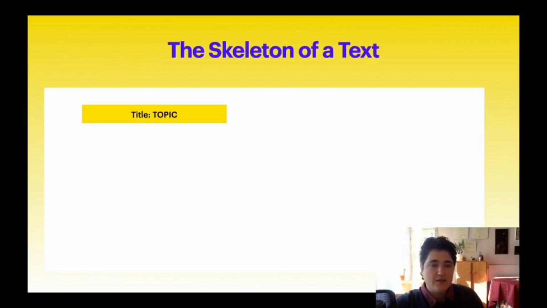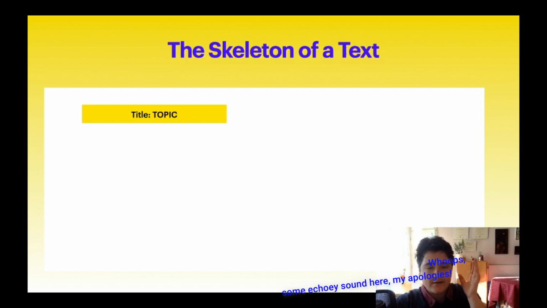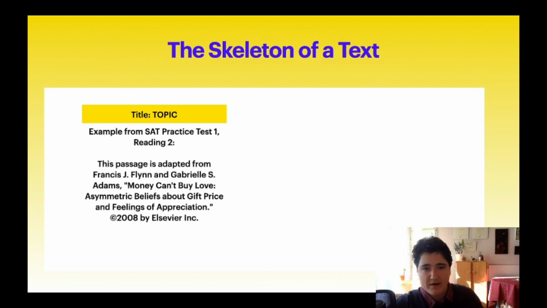Okay, so first, of course, you want to read the small print on top of each text. It usually gives you the name of the author, the title of the text, and some information. And this is very important. Here is an example from practice test 1. Crucial information about the topic of the text.